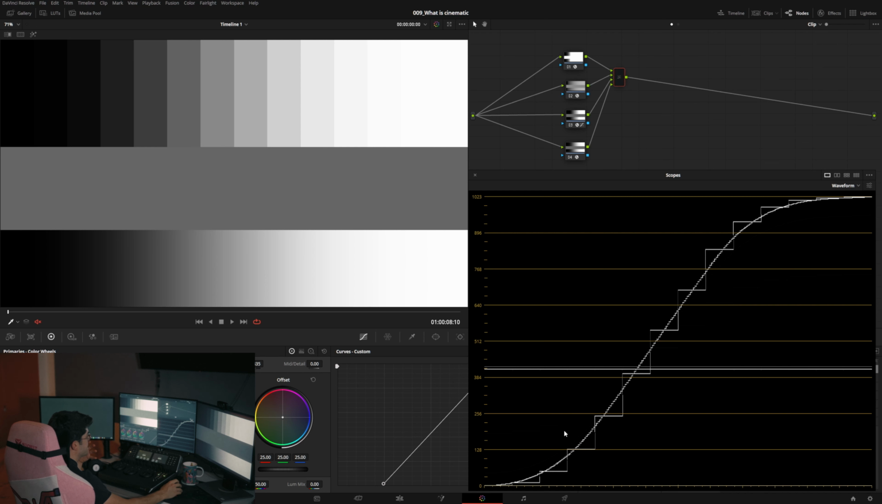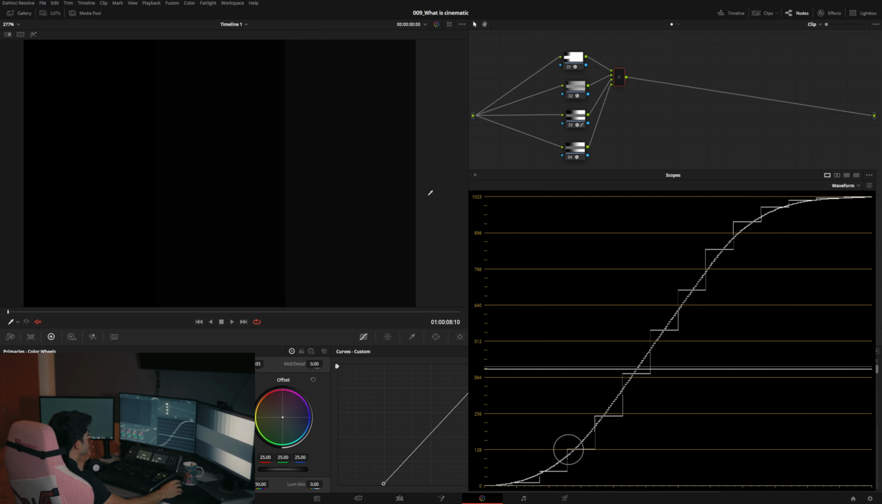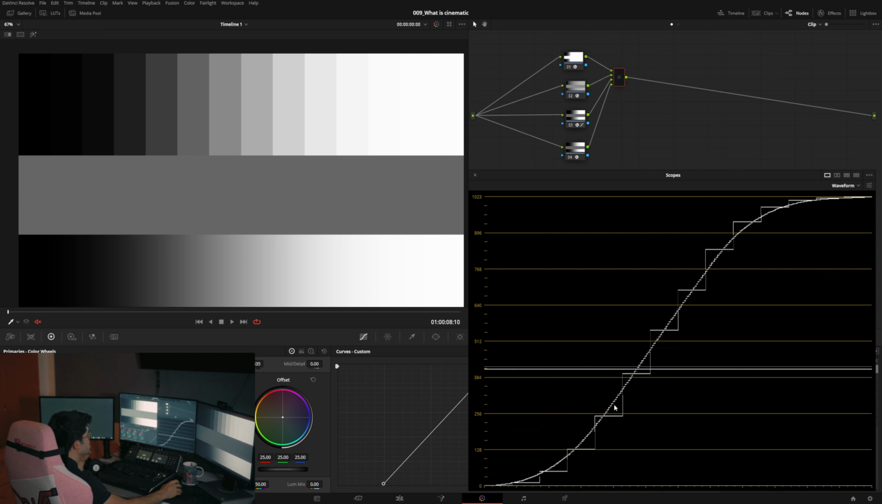Then the highlights and the shadows can be compressed, but you can see it's very minimal, but you can see the difference between these two patches. Okay, this is the beauty of a soft roll off. You keep all the details and yet you get a very interesting contrast.